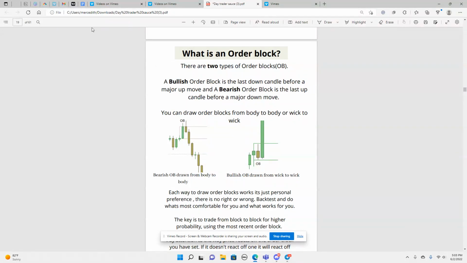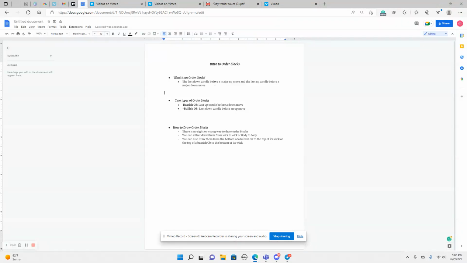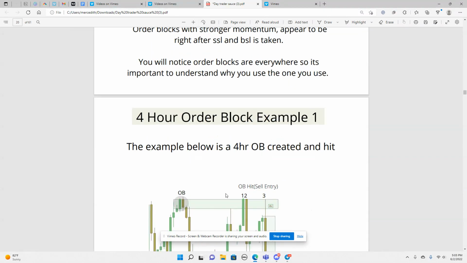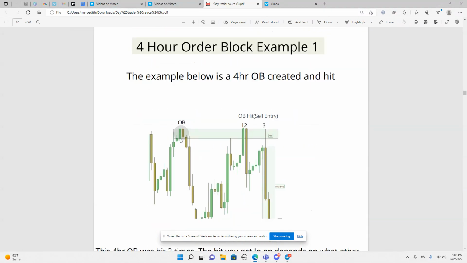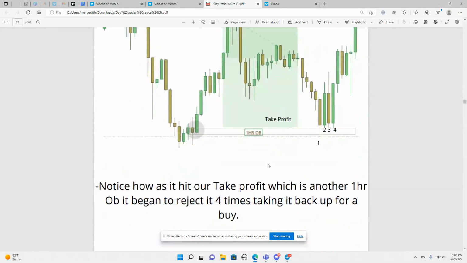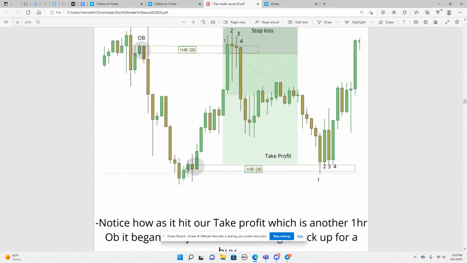An order block obviously is the last down candle before a major up move and the last up candle before a major down move. And then if we go to the ebook, you can see here, this is the last up candle before this major down move. And let's get another one. And this is the last down candle before this major up move.